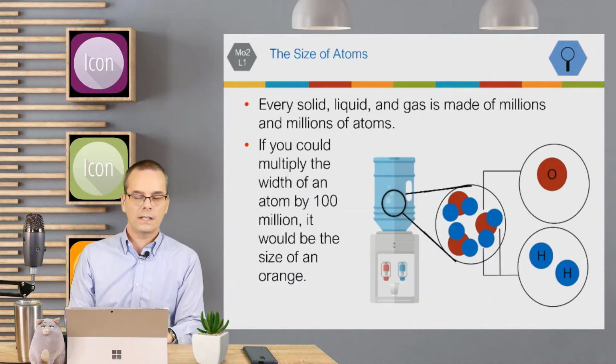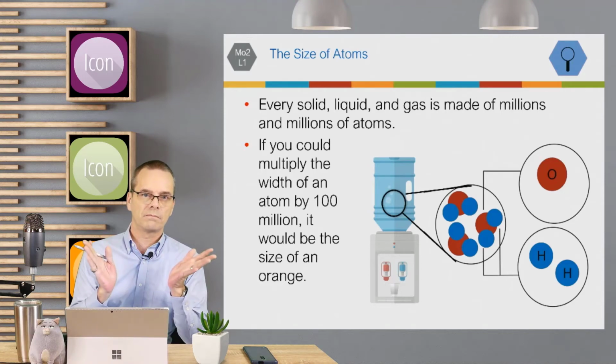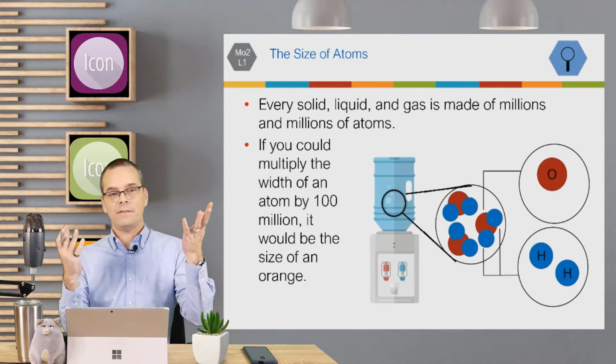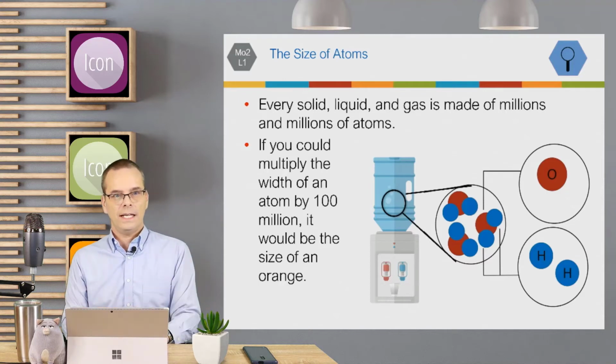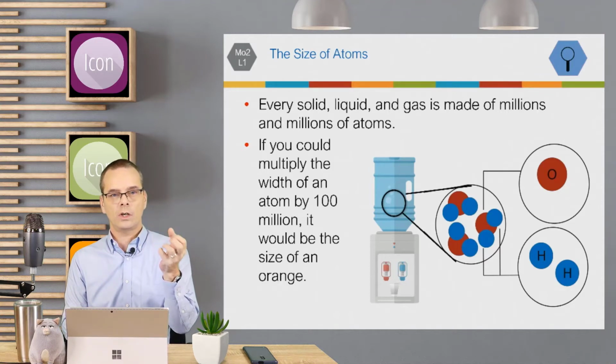And every solid, liquid, and gas is made of millions and millions of atoms. All right? Atoms are really small. So we're made of atoms. Air is made of atoms. Water is made of atoms. If you took the size of an atom and you multiplied that by 100 million, it would still only be the size of an orange you can hold in your hand.